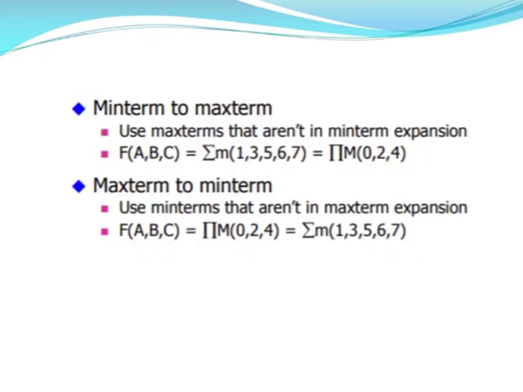Next, minterms to maxterms. Use the maxterms that are not in the minterm expression, that is f of A B C which is equal to sigma minterm small m 1, 3, 5, 6, 7, which is equal to sigma capital M of 0, 2, 4. These terms 0, 2, 4 are not in the minterm list. Now maxterm to minterm: use the minterms that are not in the maxterm expansion, that is M 0, 2, 4 is equal to minterms 1, 3, 5, 6 and 7.